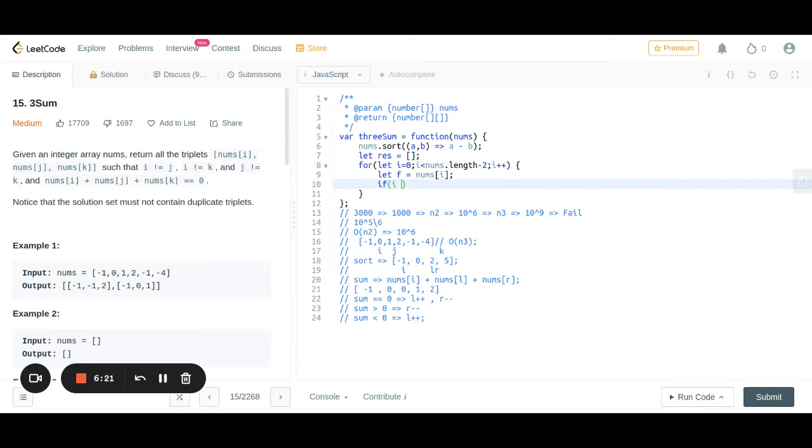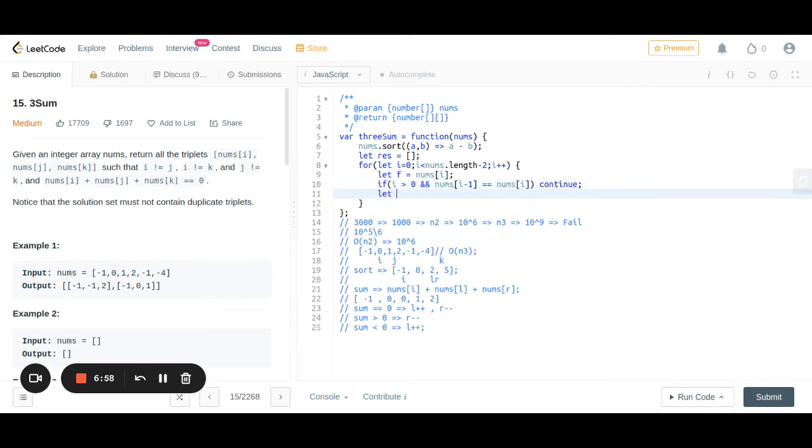Now if I is greater than 0, since we are going to check I is greater than 0, and nums of I minus 1 is equal to nums of I. What if the current number is equal to the previous number? We are not going to check for 0, since for 0, I minus 1 is going to be out of bound. If the number is repeated, then we already found all the possible combinations with this number. So no need to check the current number. So we are going to do continue.